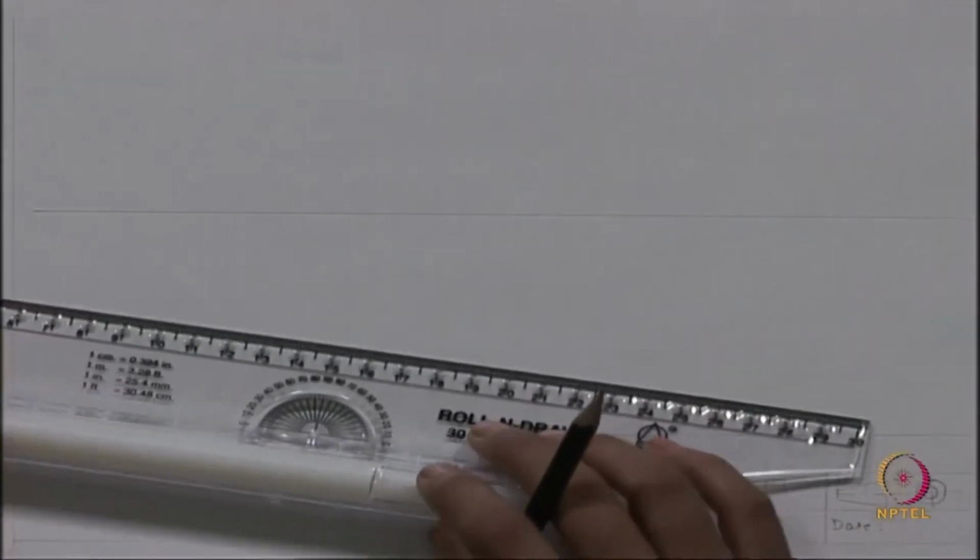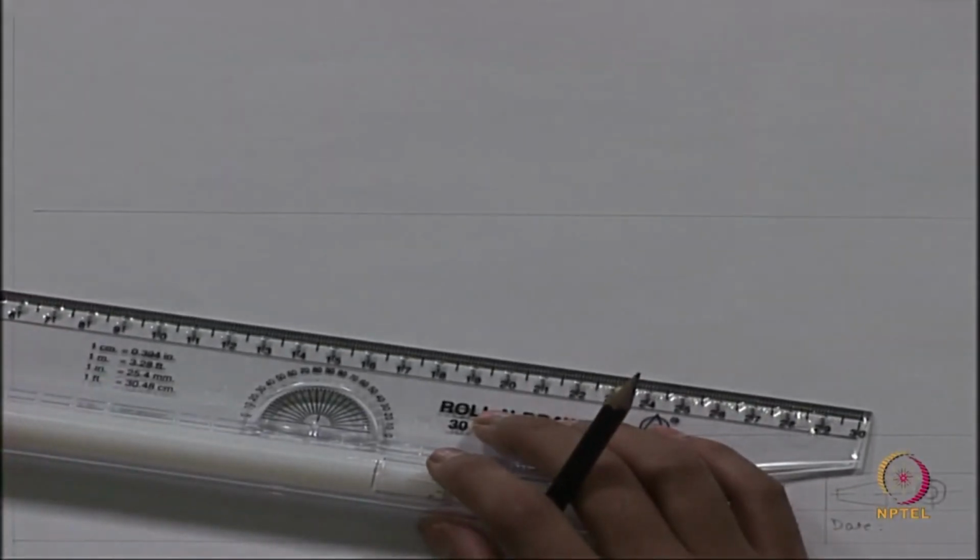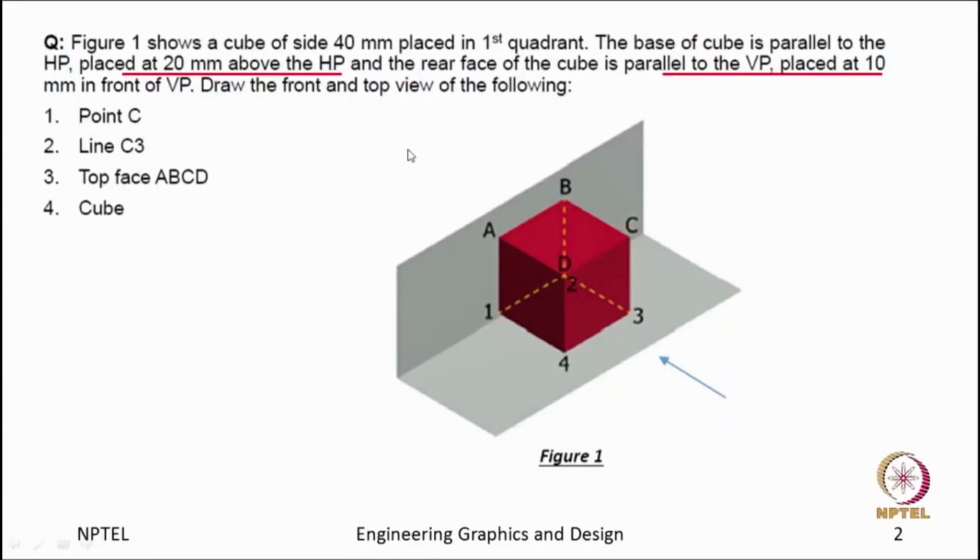So, our reference line is done. So, part 1 of question 1, point C, we have to draw the front and top view of point C. So, first let us understand the position of point C.